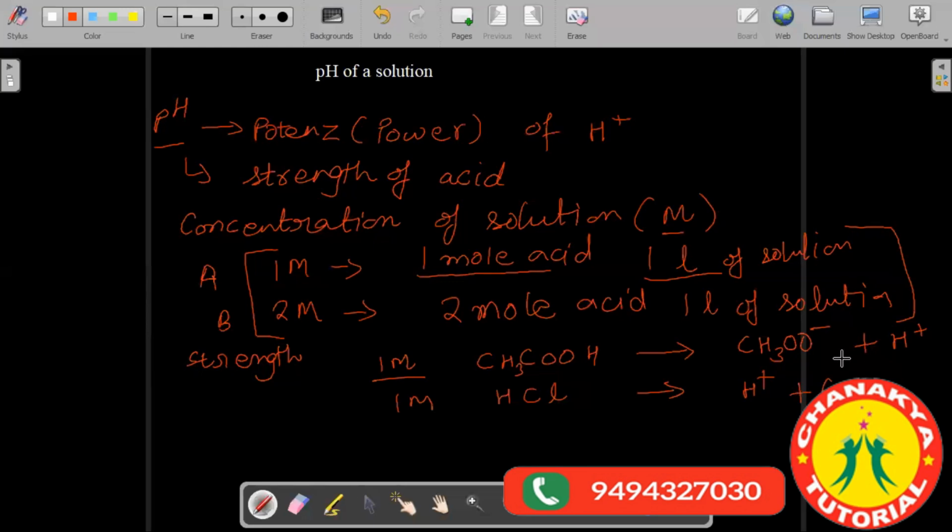Is this correct? Everyone has understood that both acetic acid and hydrochloric acid have 1 mole of acid in 1 liter of the solution. Acetic acid is giving you acetate ion and H plus ion, and HCl is also giving you H plus and Cl minus ion. Out of these two, do you think that all this acid will dissociate? All the molecules of the acid will give you H plus ions?